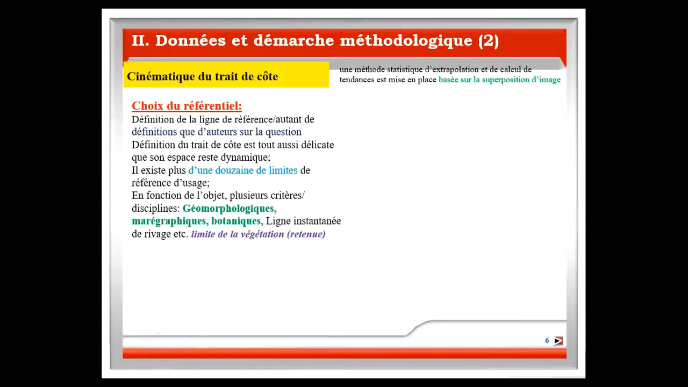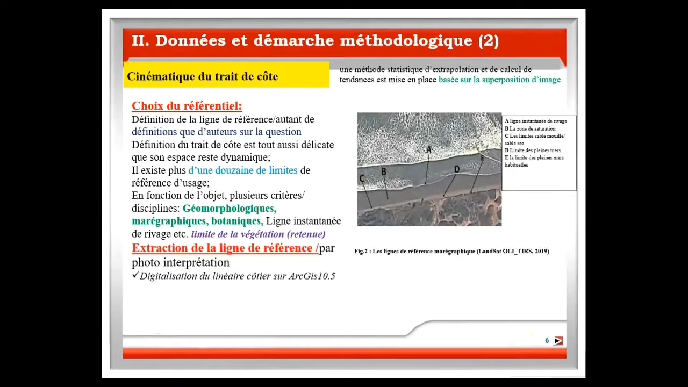C'est la limite de la végétation qui est utilisée. Ici, nous avons plusieurs éléments qui constituent les lignes de référence qui peuvent être utilisées. Et l'extraction de la ligne de référence est faite à partir de l'interprétation assistée par l'ordinateur ici.